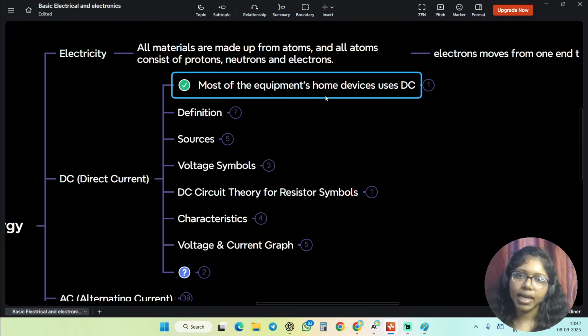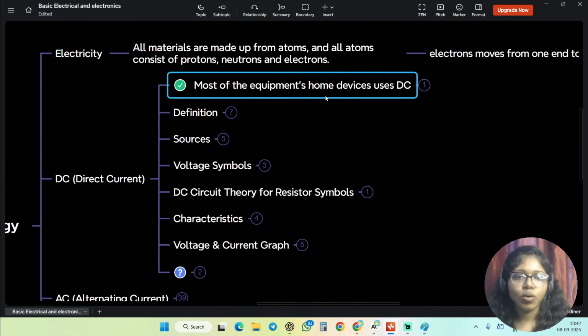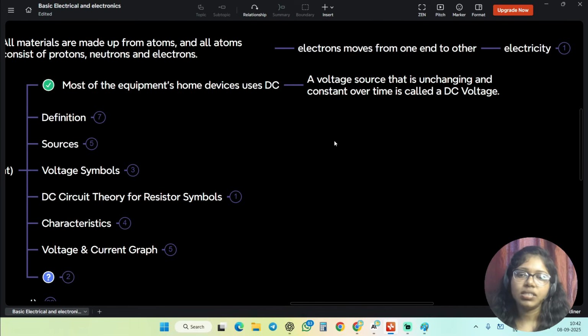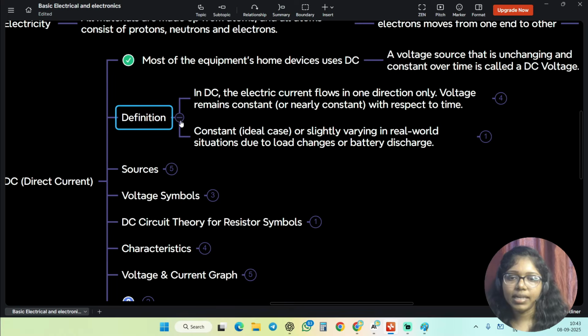Why is it actually taking alternating current? Why is it actually taking DC current? And before that, what is the difference between DC and AC? Here we will discuss this concept. The main important thing is that in DC current, the voltage is unchanging. It will be constant, and at that time the current flow is also the same. If the voltage is not fluctuating, it will be constant, and you get the same amount of current in the same direction. We will clearly discuss this one.